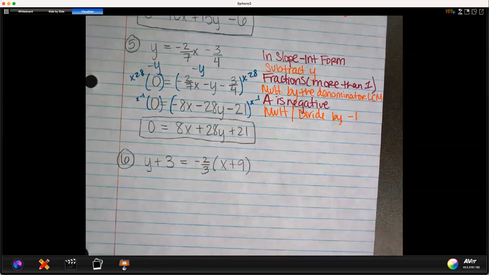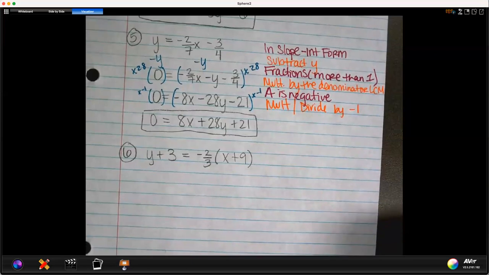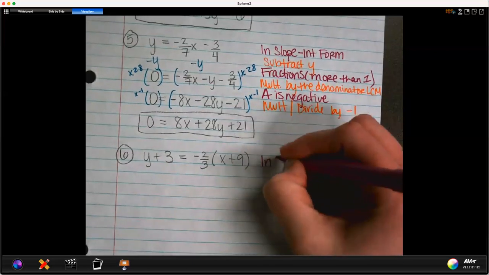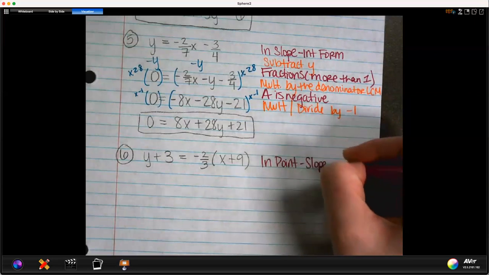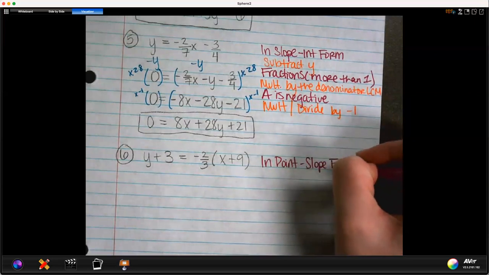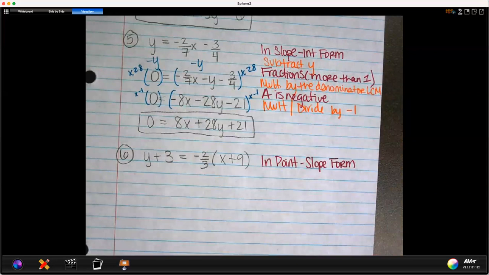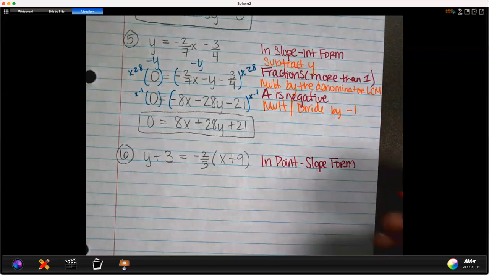All right, we have not seen it look like this yet, but what form is it currently in? Yes, it's in point slope form. And when we have something in point slope form, what's the first thing we have to do to get it towards what I want? Yep. Distribute.